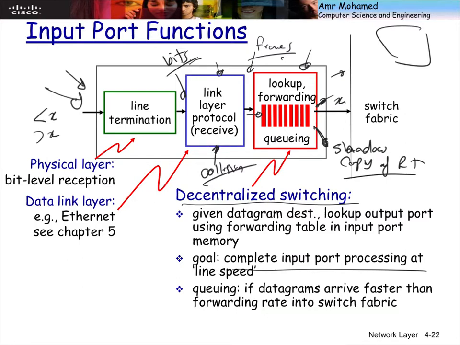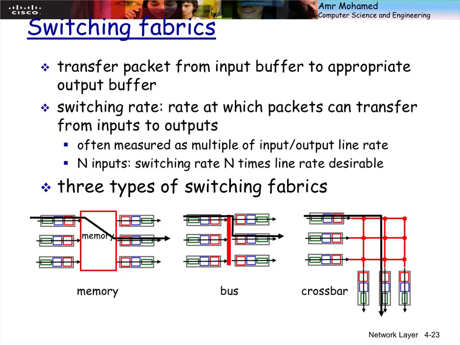So this is the functionality of the input port, and as we said, these three components align perfectly with the three layers that we have: physical layer, data link layer, and the network. Now, we talk about the switching fabrics.